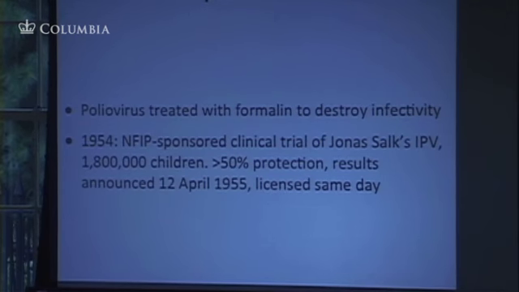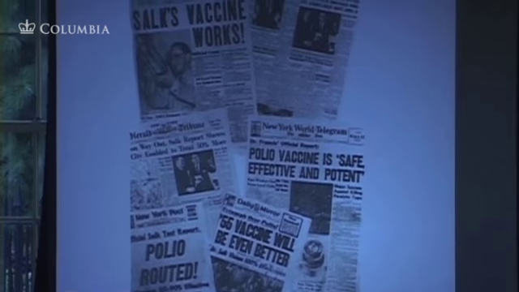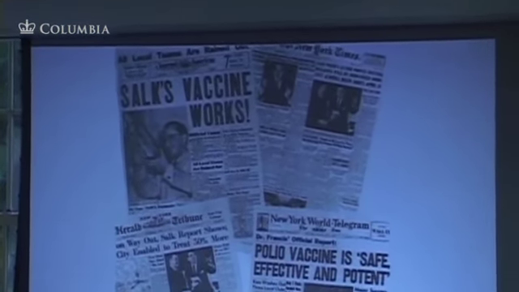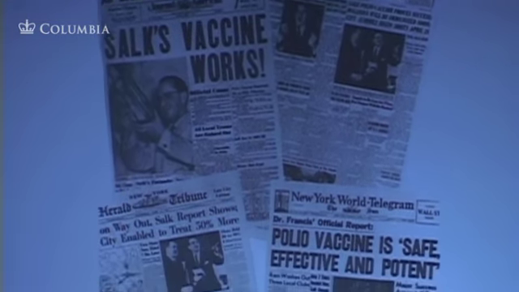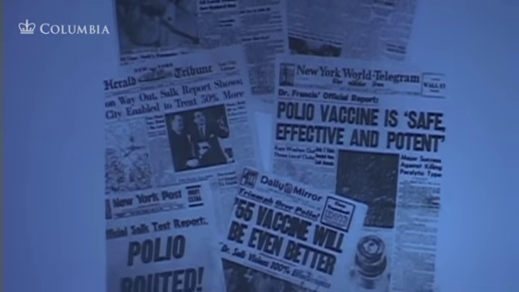1,800,000 children, the biggest ever medical clinical trial in kids. The vaccine was 50% protective. These data were released on April 12, 1955, and the vaccine was licensed on the same day. So this was met with great fanfare in the U.S. And here are some of the headlines from New York newspapers at the time, which show that this disease was a big deal. And these are all the papers that used to exist here in New York, I guess, with the exception of the Post and the Times, the only ones left. But I remember all of these when I was a kid.